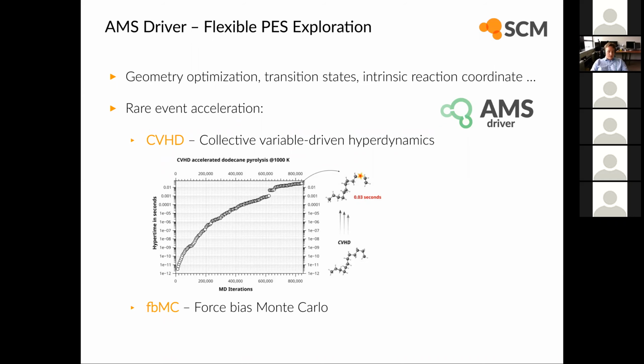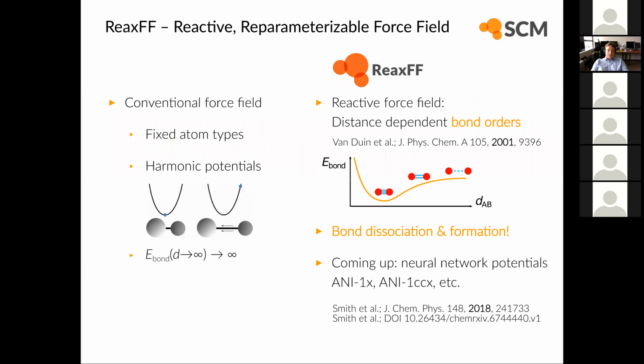Similar things can also be done with the so-called force-biased Monte Carlo method. In any case, what one needs in order to make this feasible for reasonably large models is a decently fast description of the system, a model. And for these purposes, usually ReaxFF is used. This is a reactive force field, which means that as opposed to conventional force fields, it is able to describe the formation and dissociation of chemical bonds.